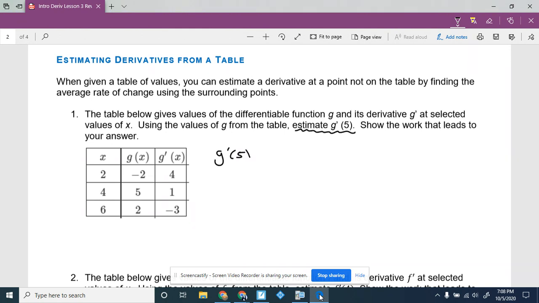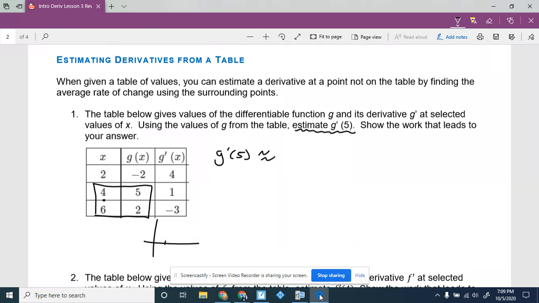So how do you use tables to estimate derivatives? Well, if you remember, we started this whole conversation off with average rate of change and instantaneous rate of change, right? We used slopes of secant lines to approximate slopes of tangent lines, right? And so that's the same deal here. So if I want to approximate the derivative, first off, where does 5 lie, right? So 5 would be somewhere between 4 and 6. So this is what I'm looking at right here. Again, this isn't even close to drawn to scale. It doesn't have to be. I'm just going to try and give you a visual.